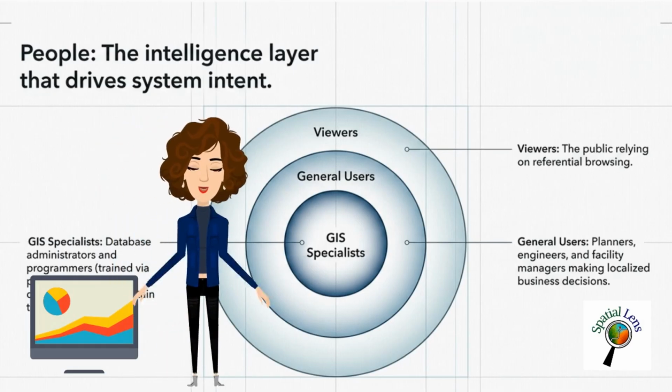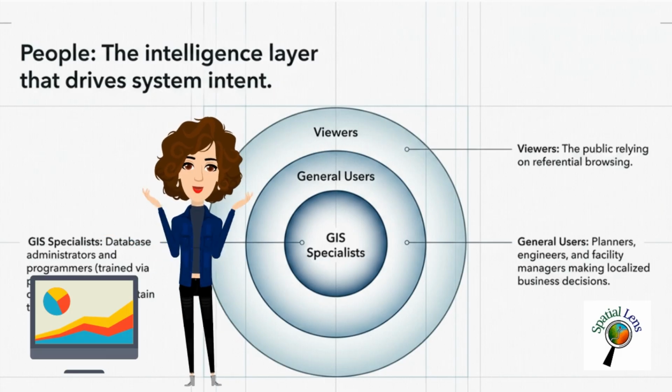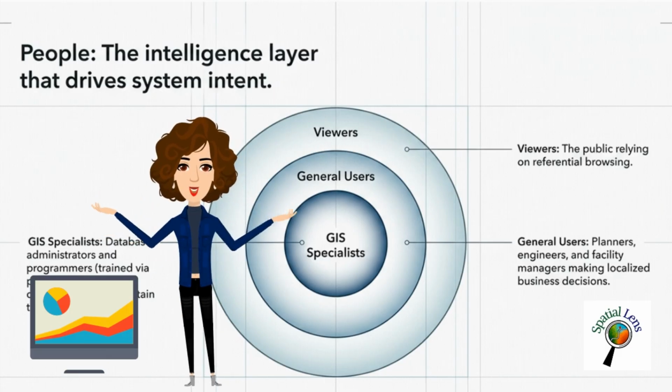The fourth component is people. GIS is not just about technology. It requires skilled individuals who can analyze data, interpret results, and make decisions. From data collectors to analysts and decision-makers, people are the driving force behind every GIS application.